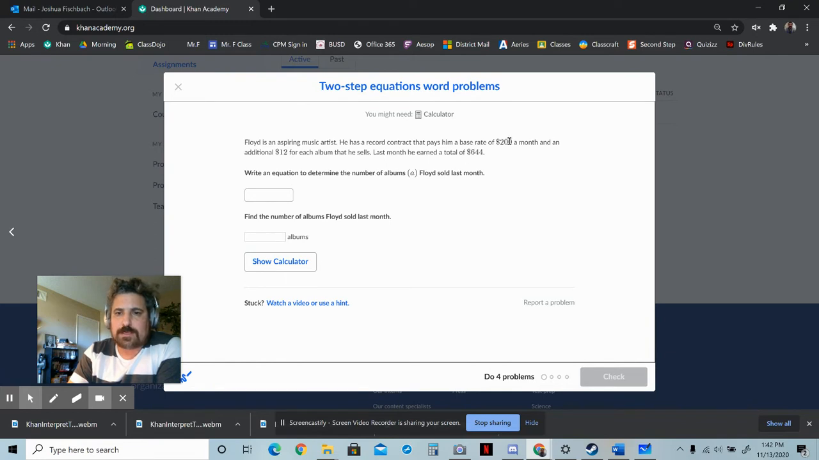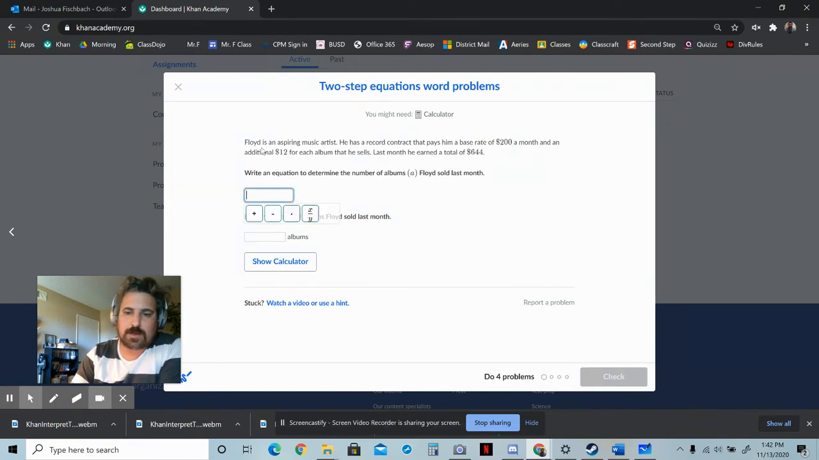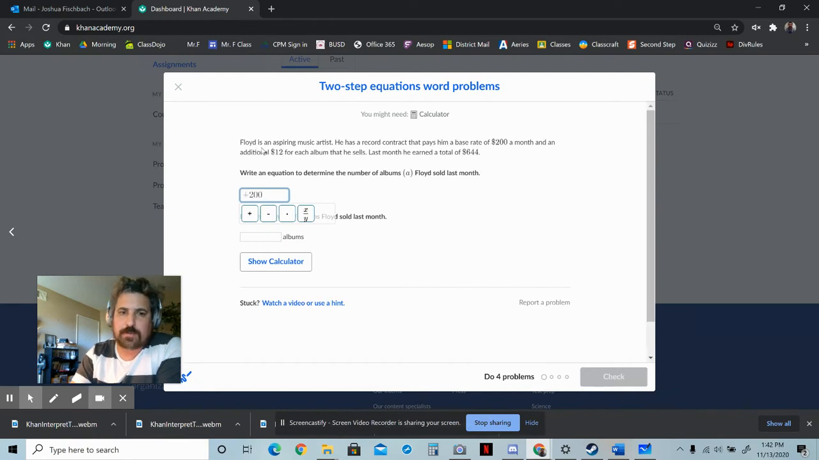Well, he has a 200 base salary, which basically means that the equation is going to have a plus 200 in it because that's not going to change depending on how many he sells. That's just always there. It's $200 every month. That's what he can rely on. But then he also gets an additional $12 for each album that he sells. So he gets 12 times A, where A is the number of albums sold. So 12A plus 200 is going to be the expression for the total amount of money he earned, right?